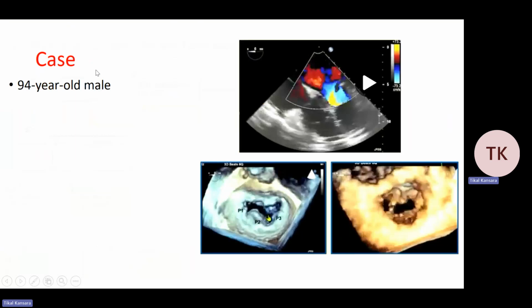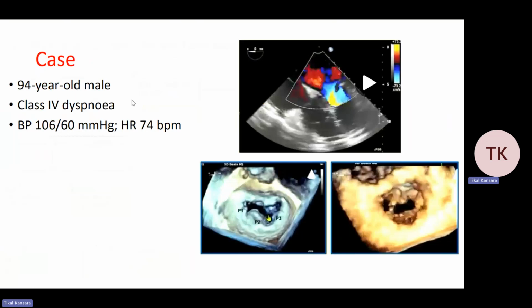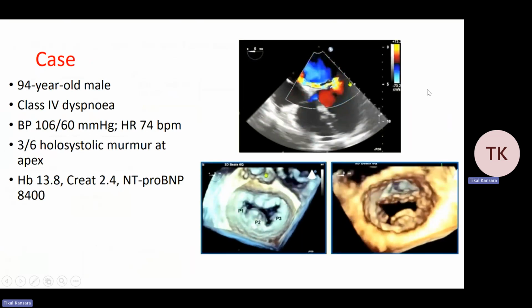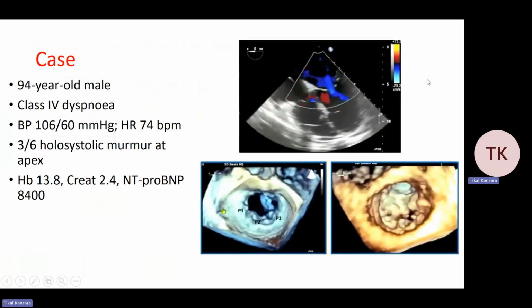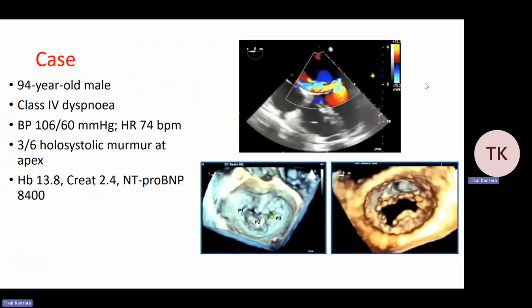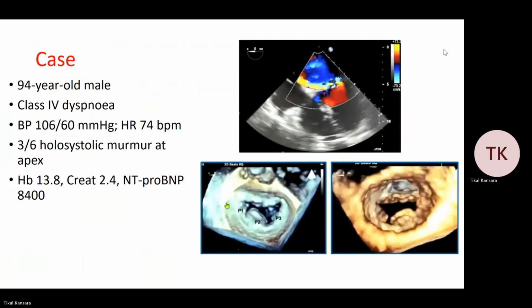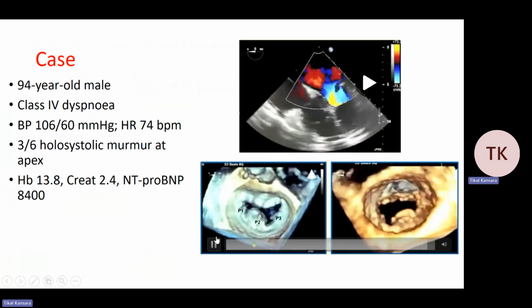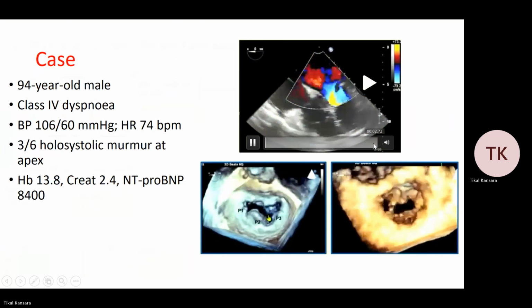Let's go through a case. There is no question here, but I just want your opinion on this one. This is a 94-year-old male, class 4 dyspnea. Blood pressure is 106/60. His heart rate is 74, so he's okay with that. He has a grade 3/6 holosystolic murmur, and he has typical 94-year-old labs. And this is his echo. What is the diagnosis, what is the mechanism of MR? Can someone tell me? So this is looking from the atrial side. This is looking from the ventricular side. Okay, so this is top and this is bottom.